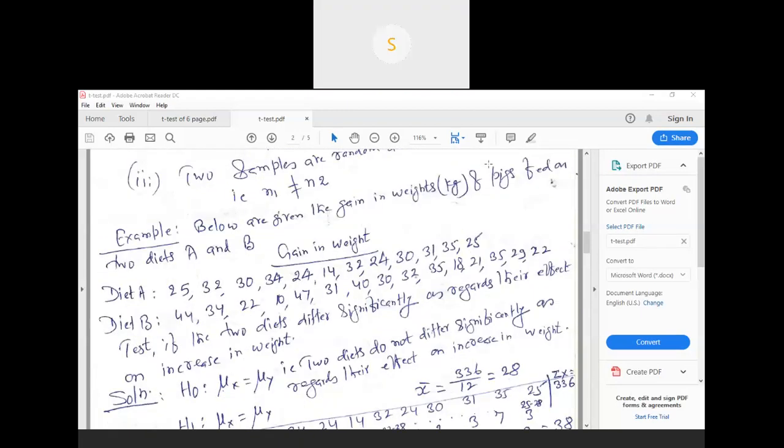So first of all, calculate the value of x bar and the value of y bar, where x bar is assumed for the x variable and y bar is assumed for the y variable. If you calculate, you will find the value of x bar is 28. Now it is clear, and the value of y bar is equal to what?